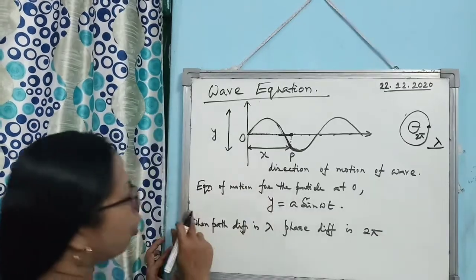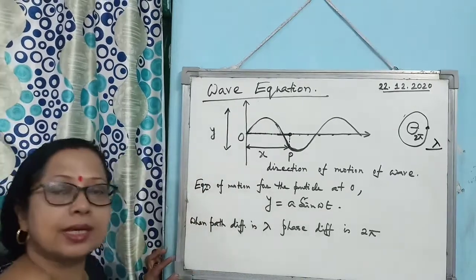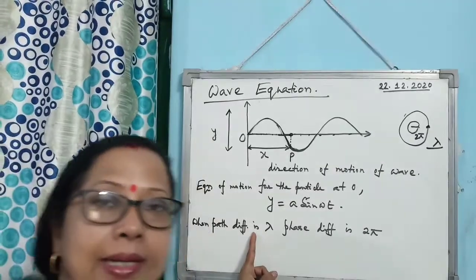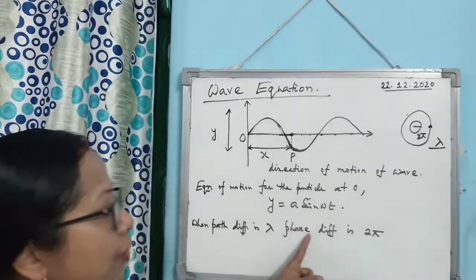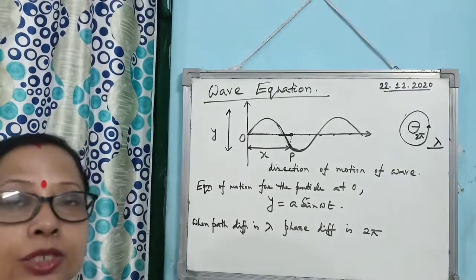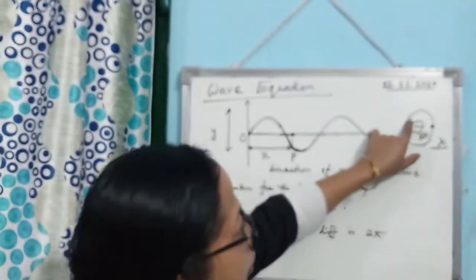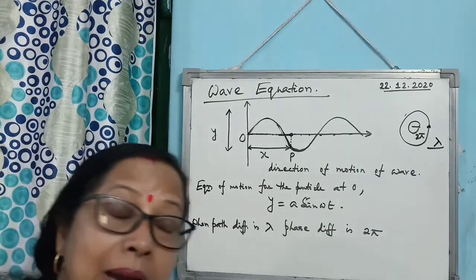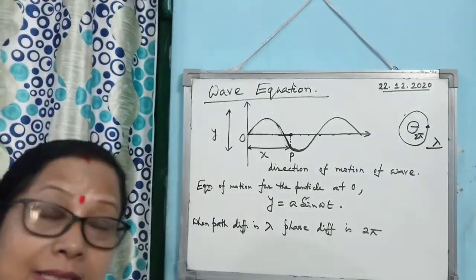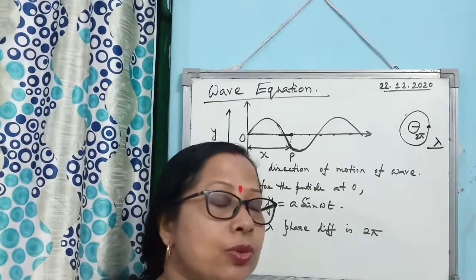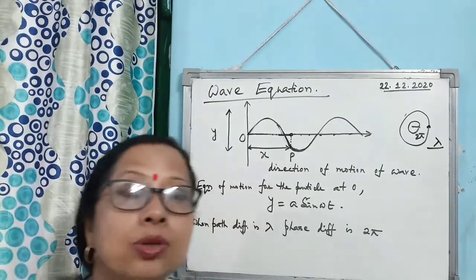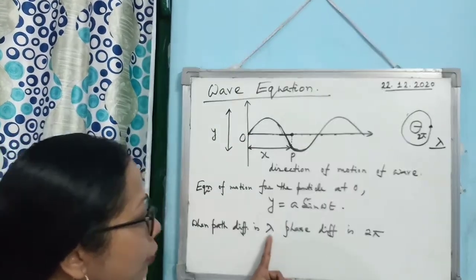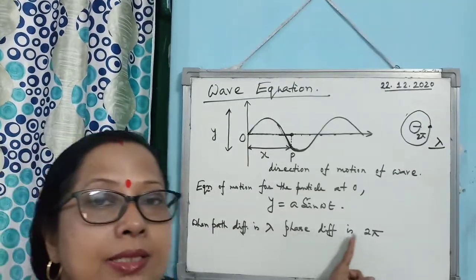This is the most important concept in physics. Always we apply this. When path difference between two particles is lambda, then the phase difference between the two particles is 2 pi, because after completing one circle, it will come to the same phase. And the minimum distance between two successive particles in same phase is known as the wavelength. That's why when path difference is lambda, phase difference is 2 pi.